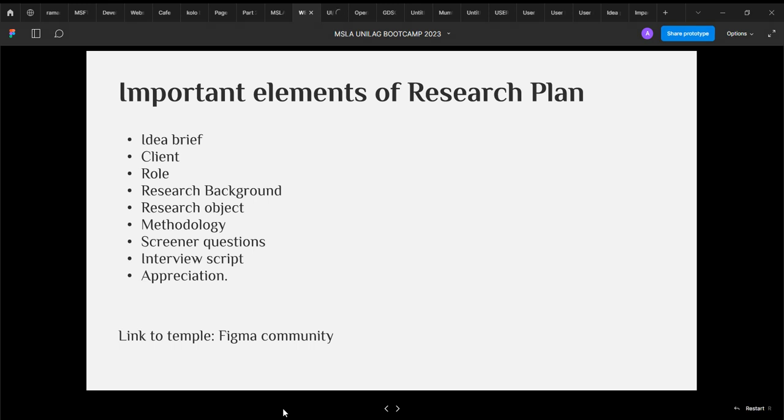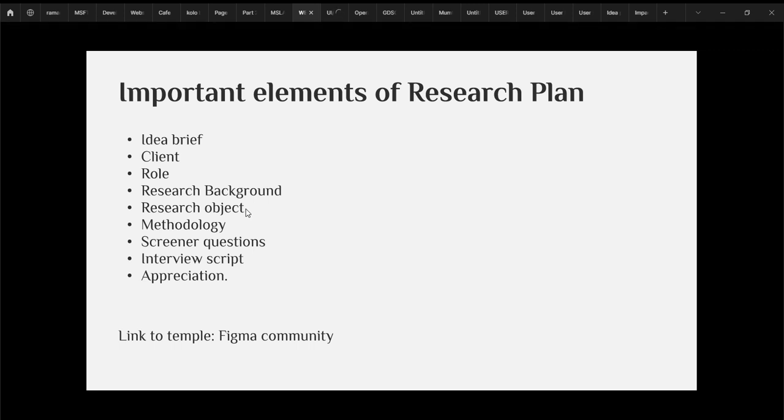So also, we have the research objective. This is objective, not object. I'm sorry. That is what you want to achieve in the research. You have to have that one written down before you move on to your interview, or however you want to make your research. Then the methodology is the method you want to use. You have to have it written down.